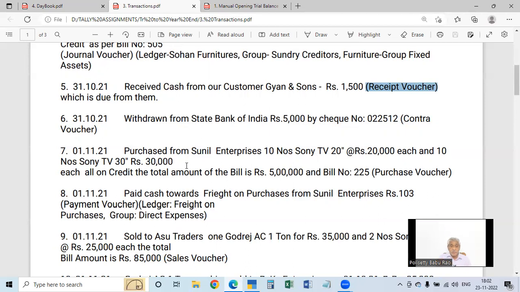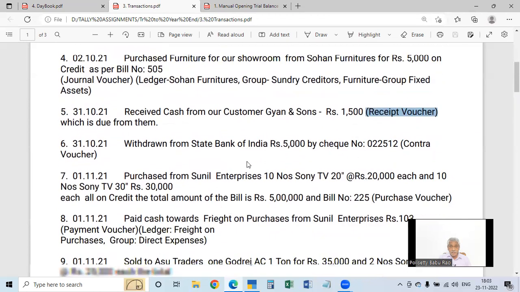Ledger name, it will ask you. For purchasing, we have to create the purchases account under the purchase accounts group. The group is purchase accounts also. Create a purchase account, and then come down to the item names. Whatever you are purchasing, you have to give the details here.